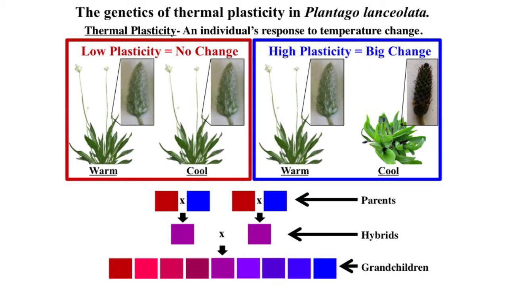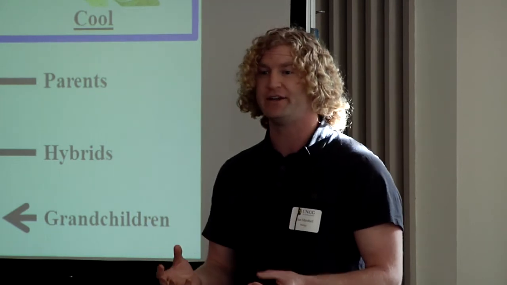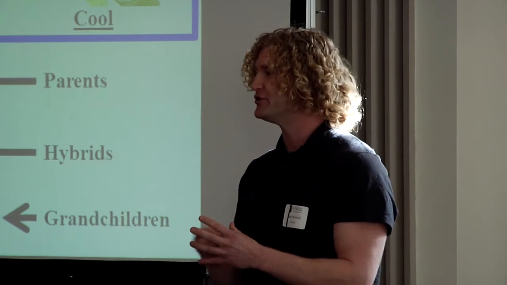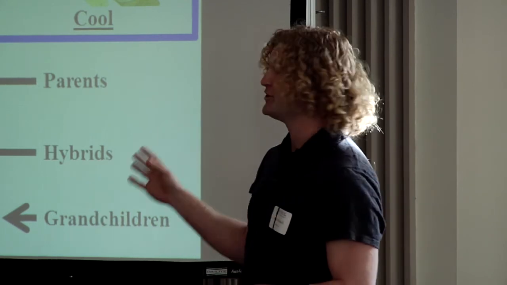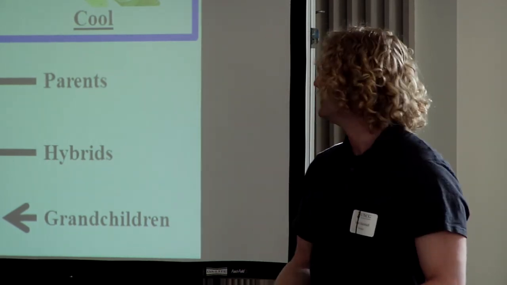Next, I read the DNA of every individual in this family and ask which pieces of DNA do those low plasticity grandchildren share with their low plasticity grandparents. And likewise for the high plasticity grandchildren, which pieces of DNA do they share with their high plasticity grandparents? These are the pieces of DNA that respond to temperature change. The main goal of this research is to identify how many pieces of DNA respond to temperature change and on which chromosomes they lie.